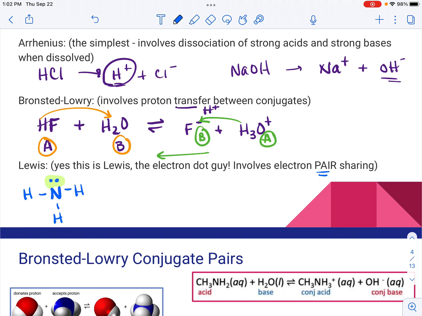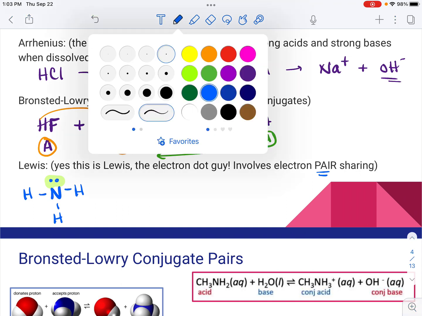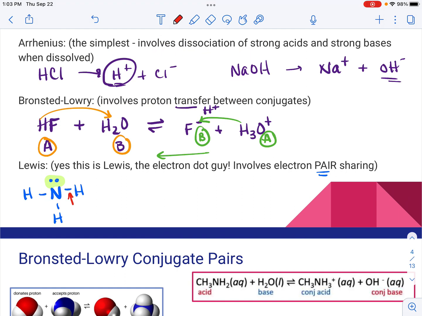It could donate the whole pair to a bond, instead of in typical bonds, like in these typical covalent bonds, where one of the electrons comes from the nitrogen and one comes from the hydrogen. So really I could have drawn it like this, maybe with the nitrogen's electrons as X's to start with, and then the hydrogens as O's to start with.